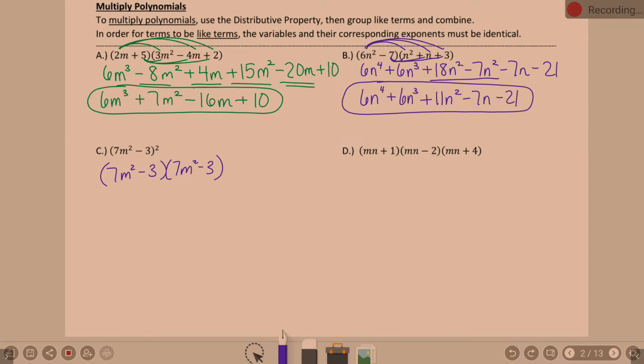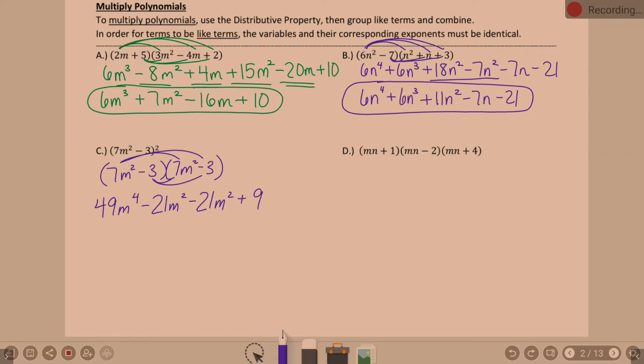So first, 7m squared times 7m squared. 49, m to the fourth. Add those exponents. 7m squared times -3. -21m squared. That was outsides. Insides, -3 times 7m squared. -21m squared. -3 times -3. Plus 9.